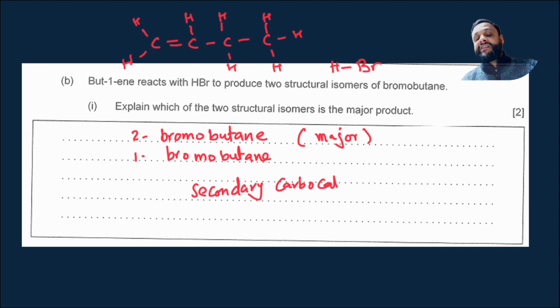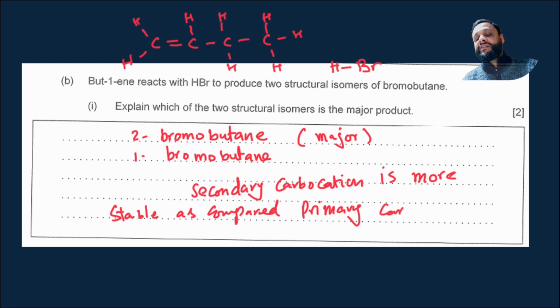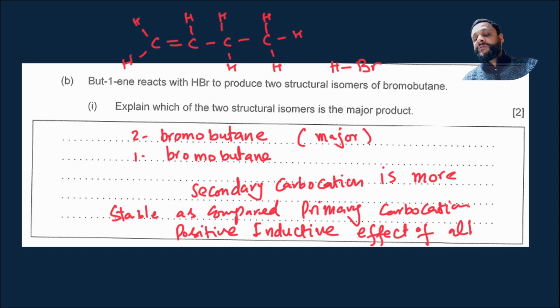Secondary carbocation is more stable as compared to primary carbocation, and the reason is the positive inductive effect of alkyl groups. So there are 2 alkyl groups in a secondary carbocation, while there's only 1 alkyl group in a primary carbocation. So the secondary carbocation is more stable as compared to the primary carbocation, hence the major product will be 2-bromobutane.